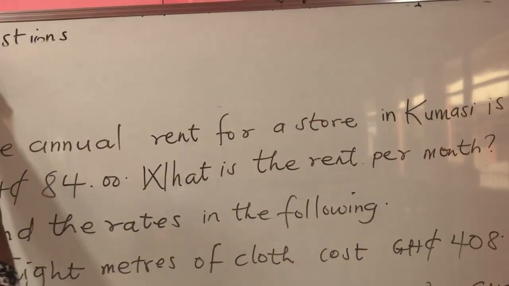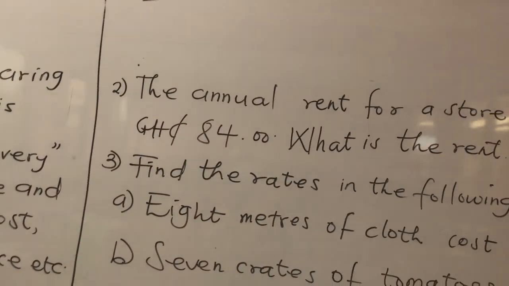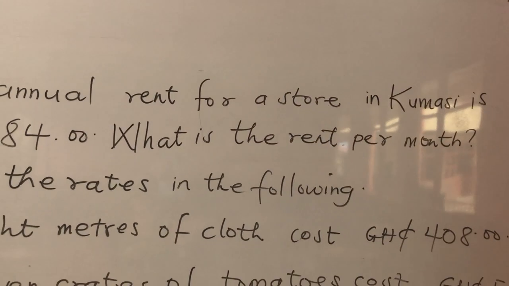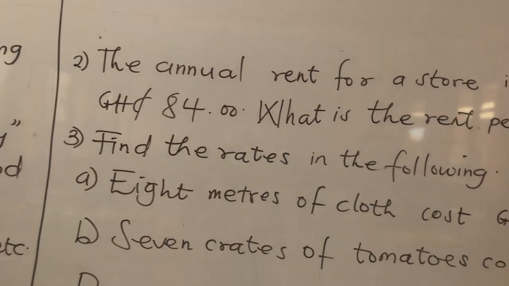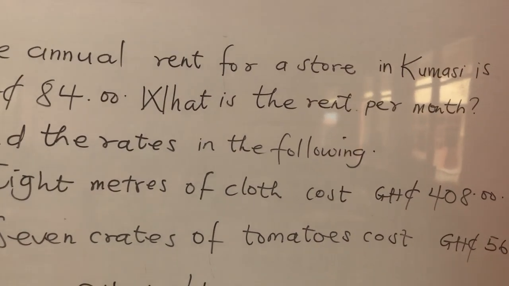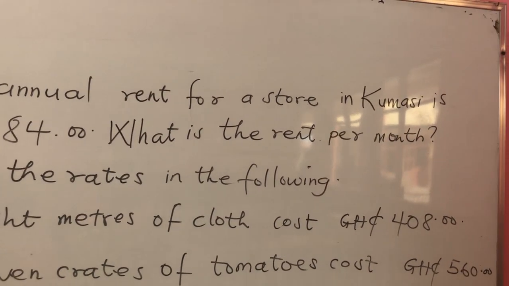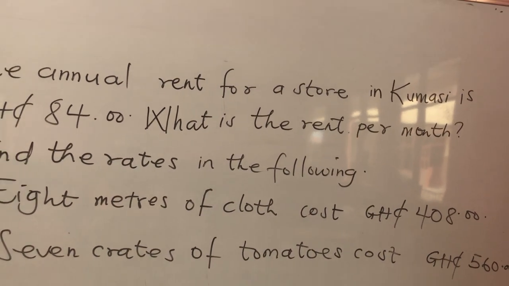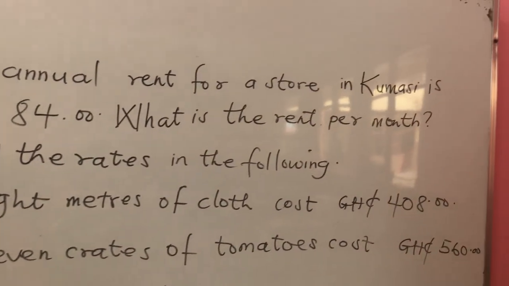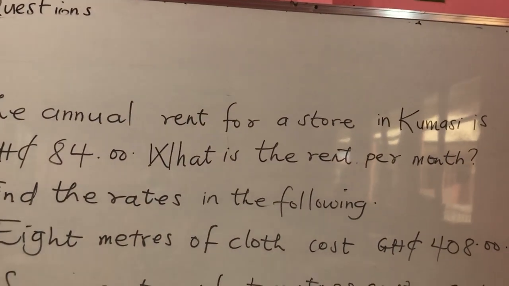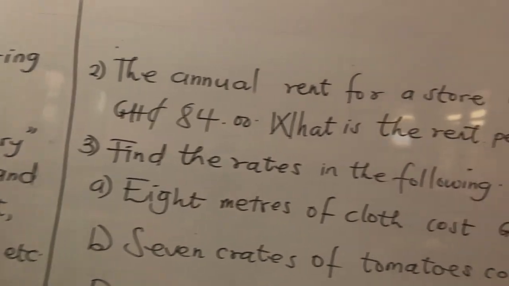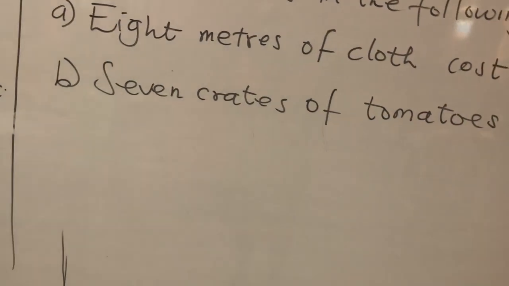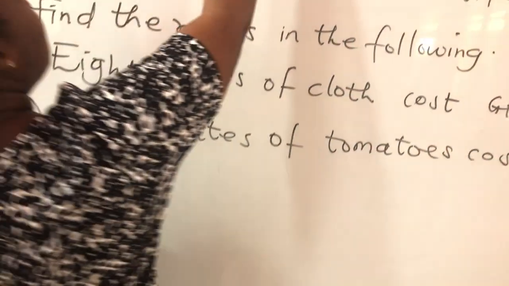The second question is asking you to find the rent per month. They are saying that the annual rent of a store in Kumasi is 84 Ghana cedis. What is the rent per month? So the first question you ask yourself is, how many months are in a year? We have 12 months.